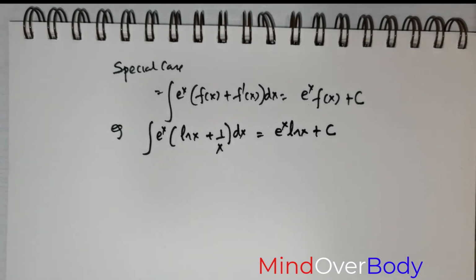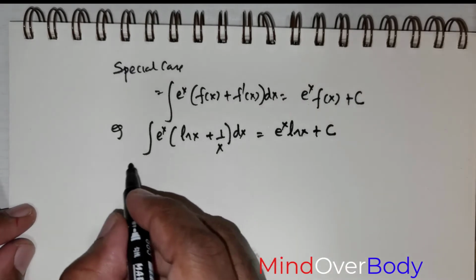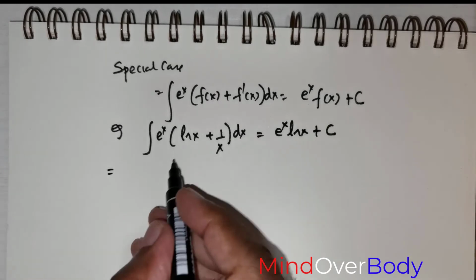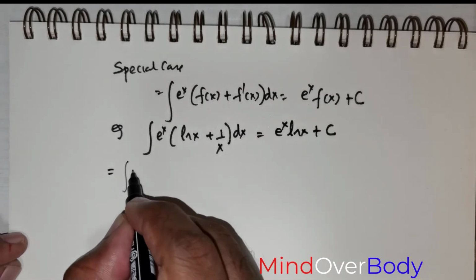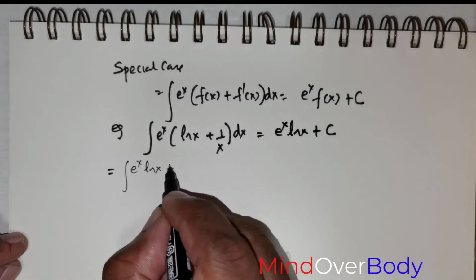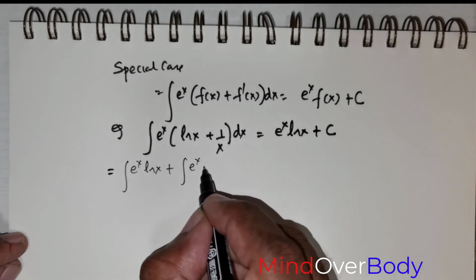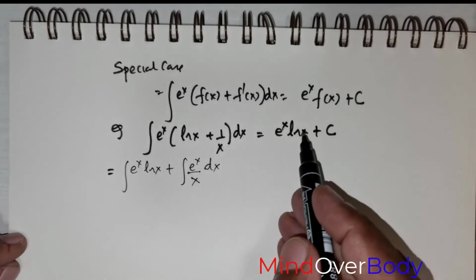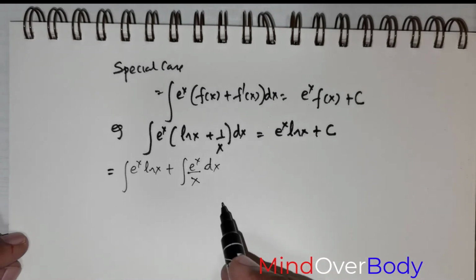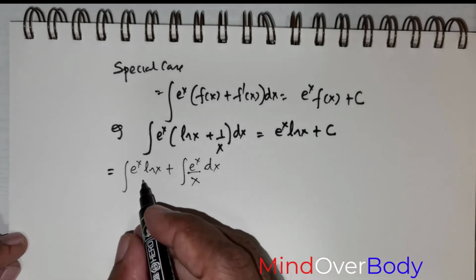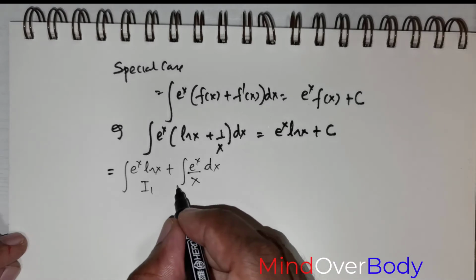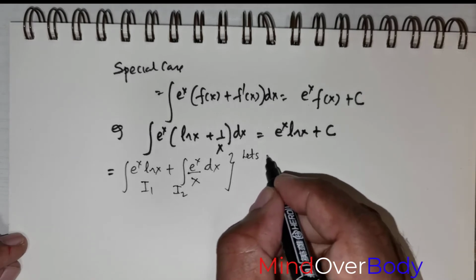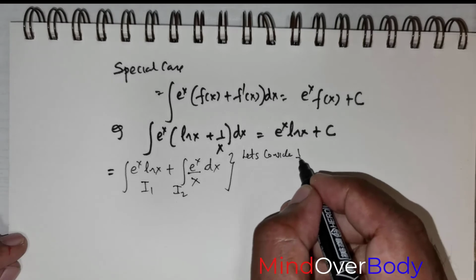Now we can see this in reality. Let me just show that to you. This is the question that is given, right? So I'm going to rewrite this as e raised to the power of x times ln x plus the integral of e raised to the power of x over x times dx. Now if we do not know this law, we will have to do this entire process. Now I've got an I1 here and an I2 here. So let's consider I1.